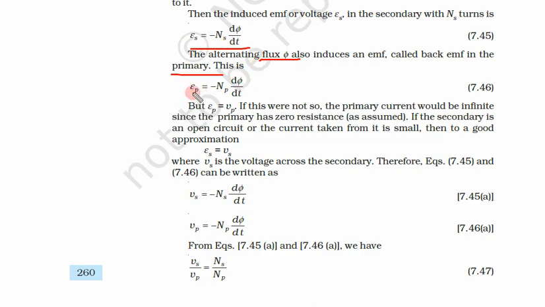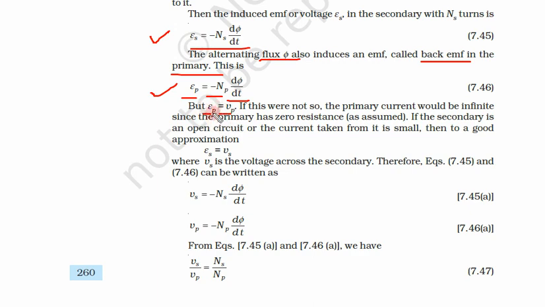So this EMF induced, which is called back EMF in the primary coil, is EP equal to minus NP dφ/dt. So this is the back EMF, this is the EMF in the secondary coil, this is the EMF in the primary coil. But EP is equal to VP. What is the meaning of EP equal to VP? If this were not so, the primary current would be infinite, since the primary has zero resistance, as it is assumed.